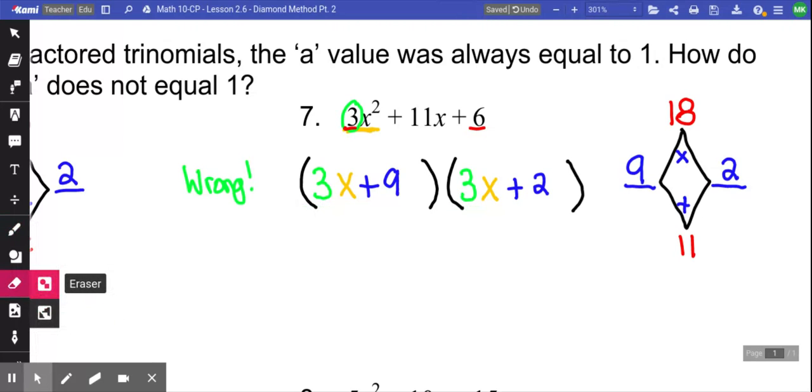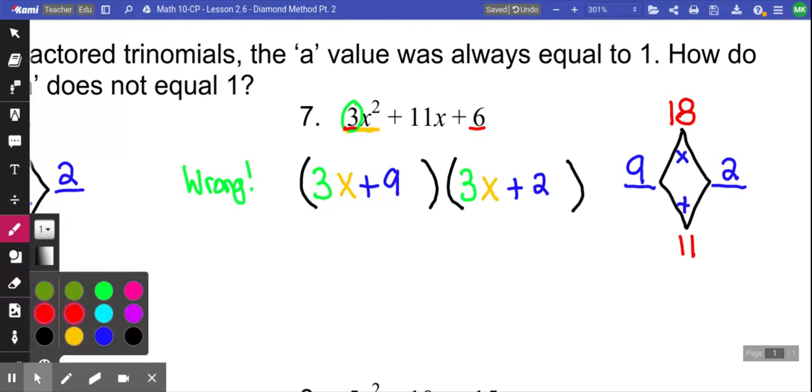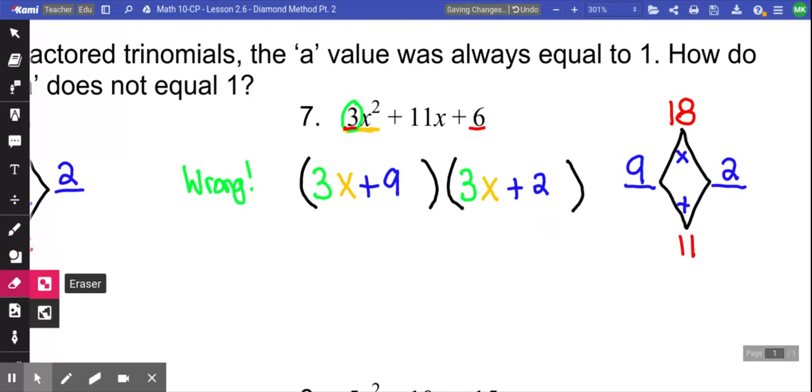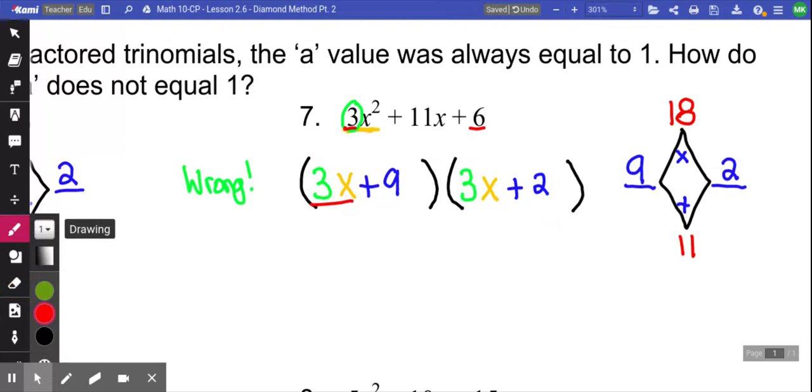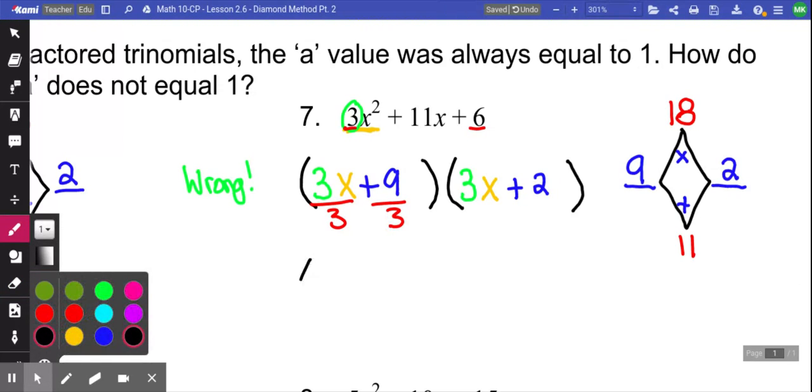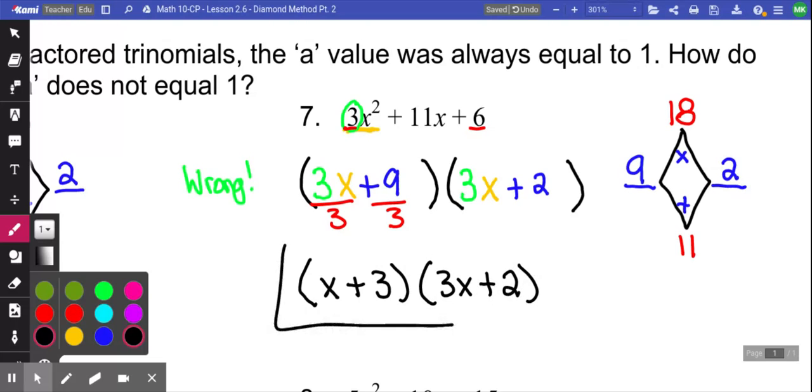The way I fix my mistake is by dividing one of my binomials by 3. Only one of them should work. This doesn't divide by 3 nicely. That doesn't work. But if I look at my other binomial, it does divide by 3 nicely. That would leave me with x plus 3, 3x plus 2. And that is a factored trinomial.